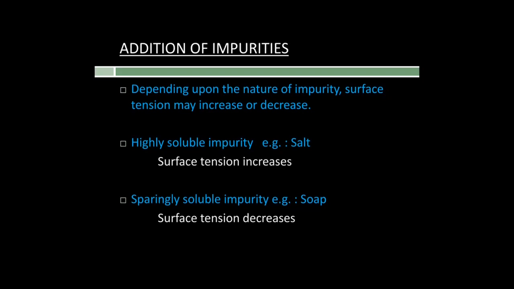Now, how does the addition of impurities affect the surface tension of liquids? Depending upon the nature of the impurity, surface tension can either increase or decrease. If you are adding a highly soluble impurity like salt, the surface tension increases. And if you are adding a sparingly soluble impurity like soap, the surface tension decreases. How is this happening? We will see now.